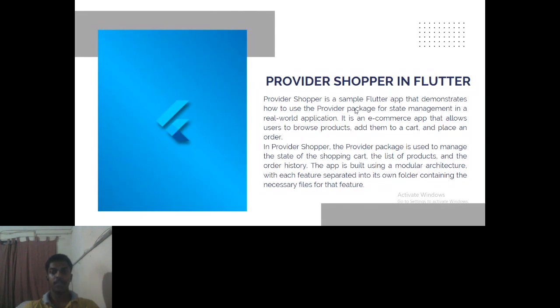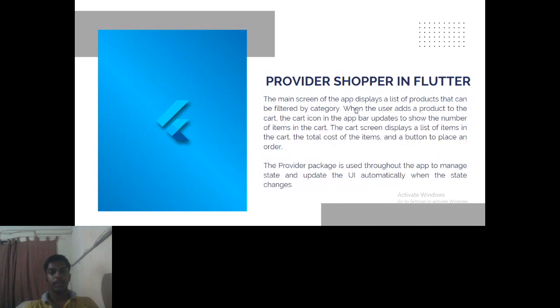The app is built using a modular architecture, with each feature separated into its own folder containing the necessary files for that feature. So you can create your own shopping carts according to your brand. The main screen of the app displays a list of products that can be filtered by category.